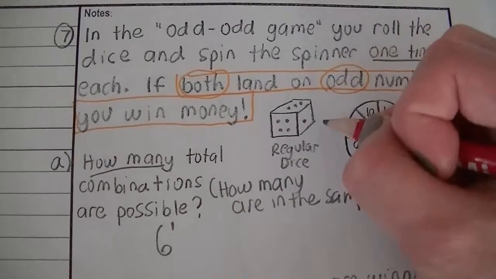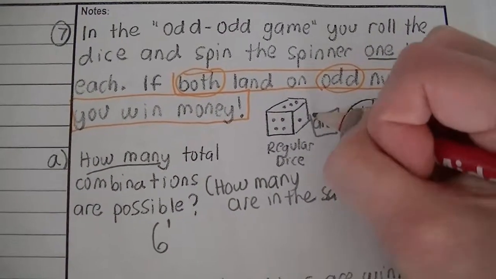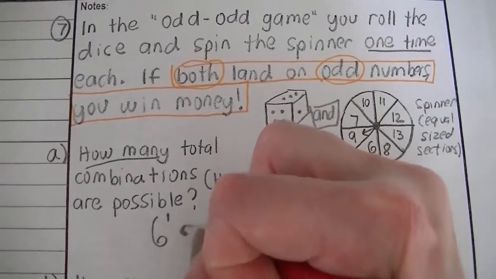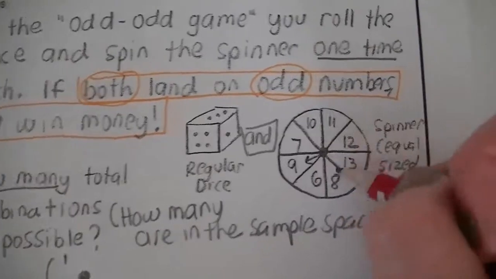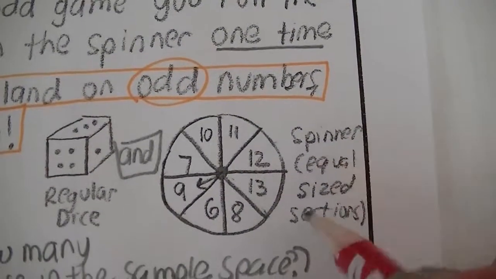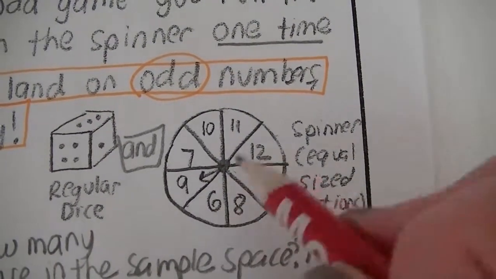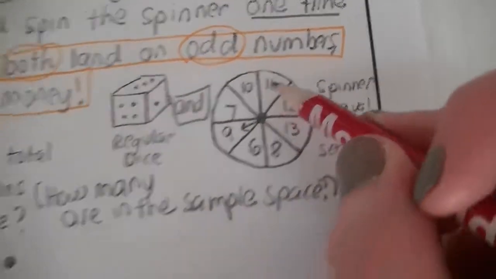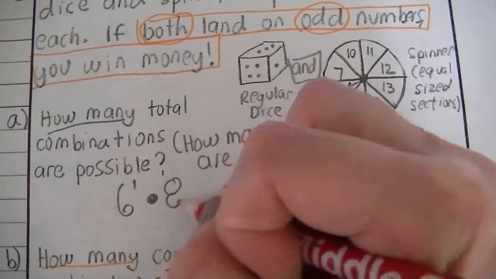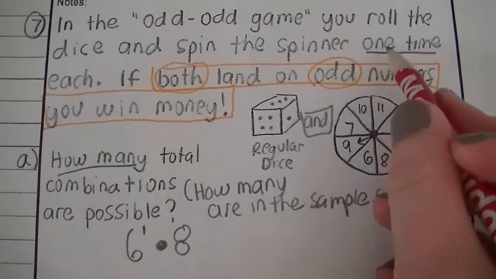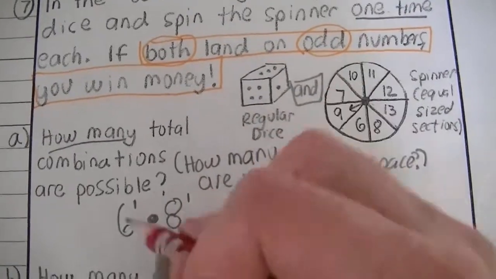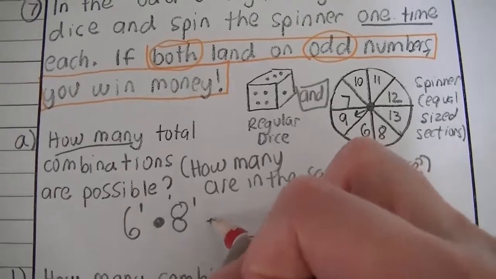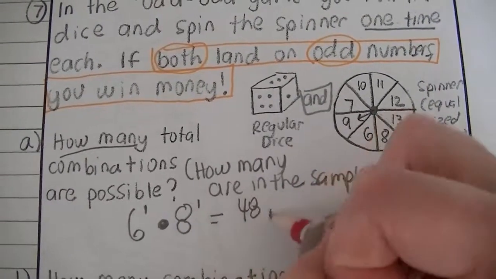So think about, what does and mean only in probability? Only in probability does and mean to multiply. And how many possibilities are right here? Here's a little note. The spinner's got equal size sections. Okay, so there's 1, 2, 3, 4, 5, 6, 7, 8. There's 8 possibilities over here. And how many times are you going to spin that spinner? Well, 1 time. So 6 to the first power is just 6. 8 to the first power is just 8. So 6 times 8 is 48 possible outcomes.